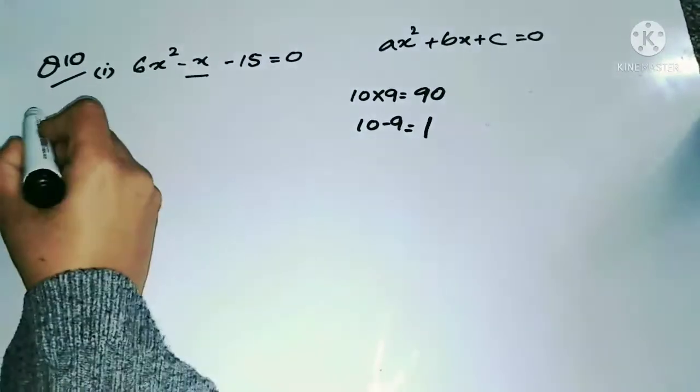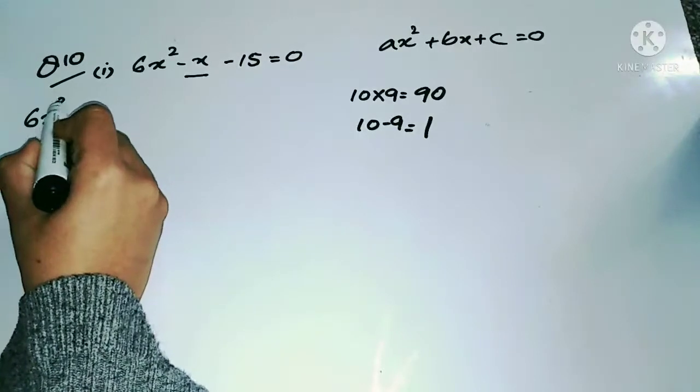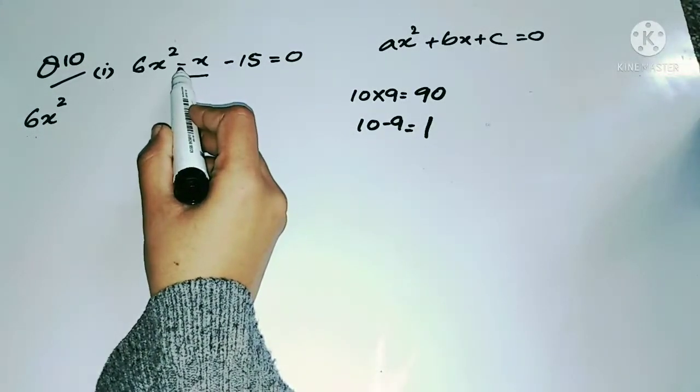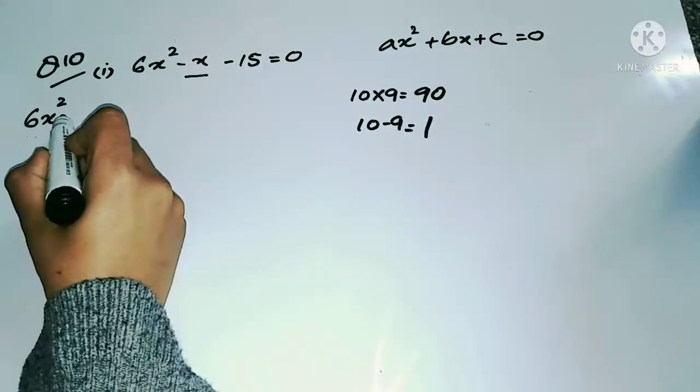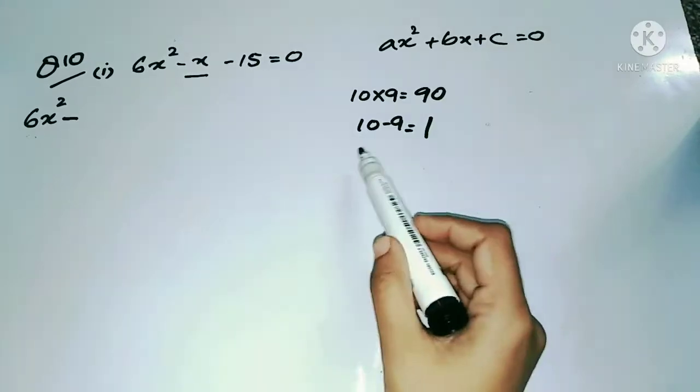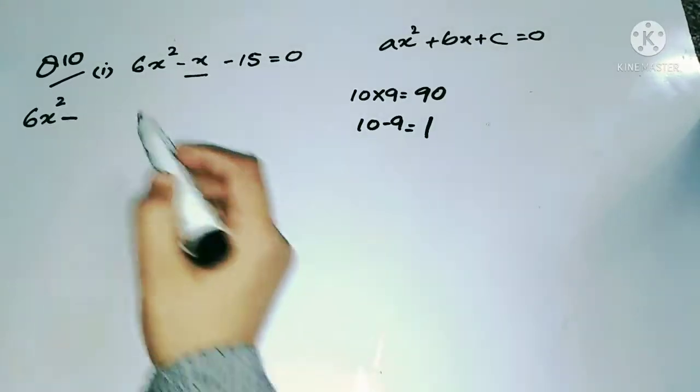Let's start it. Write down 6x squared as it is. Remember the rules to write down the factors. First you have to write down this sign, as this is minus sign, so first you will write down minus sign over here. And the second rule is you have to write down the bigger factor first. As you can see that the bigger factor is 10. So first you will write down 10.